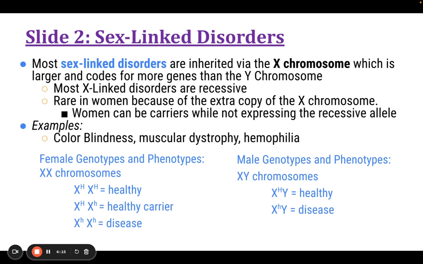You can see 3 possible genotypes for females, but only 2 for males. So males have it or they don't. Females can have the disease or disorder, carry it, or be homozygous for the healthy allele.